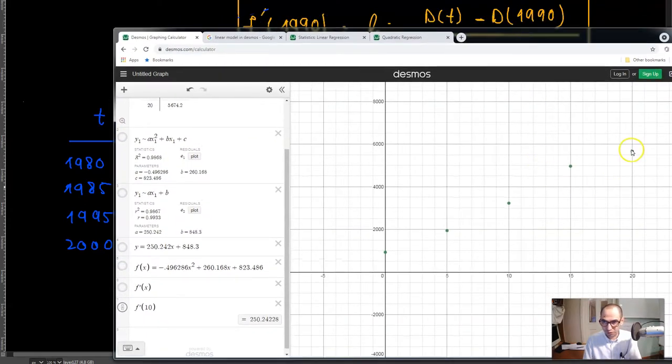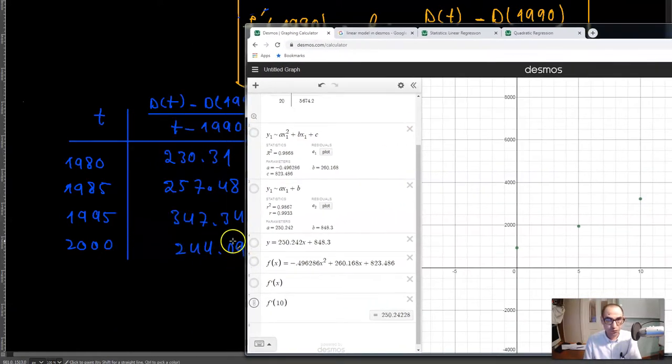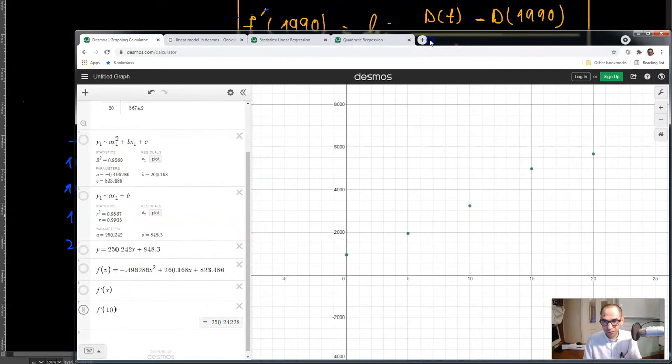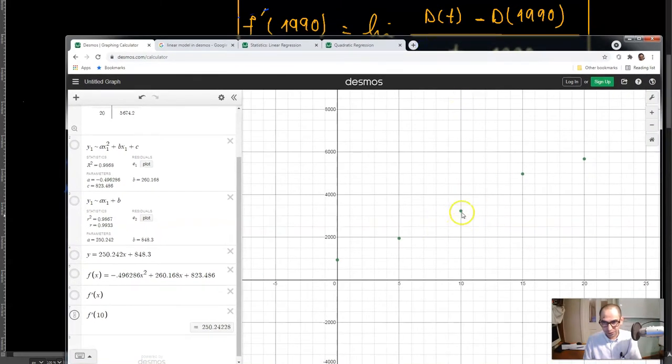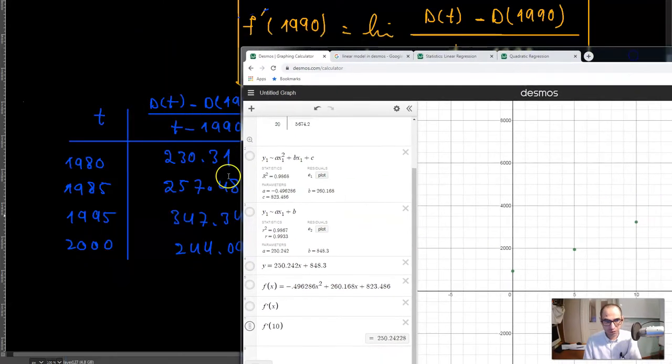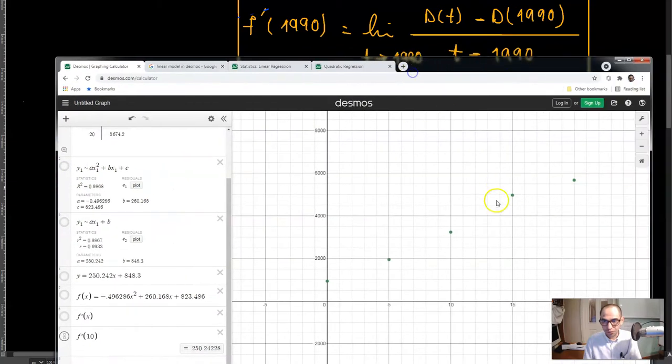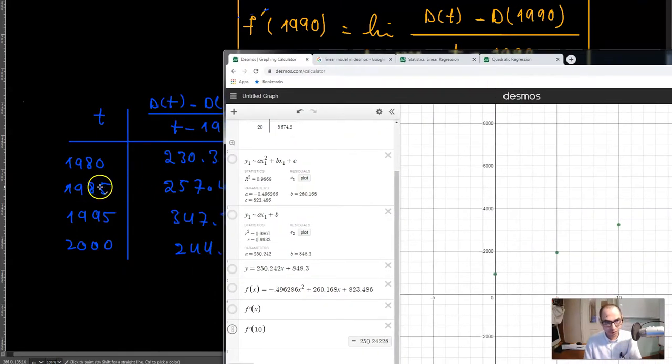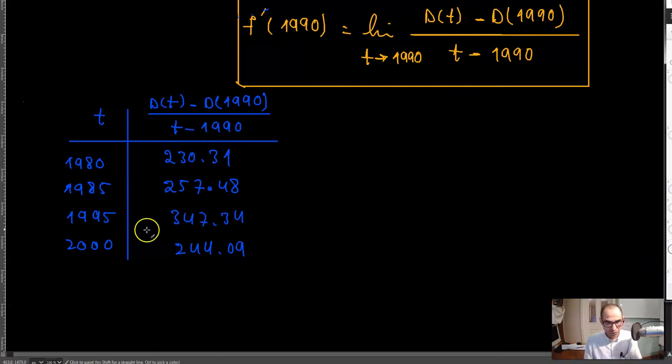If you drew a line between this point and this point over here, the slope of that line would be 244.09, right? So now you can imagine that you draw a line between these two points and the slope of that line becomes something that we have calculated here. You draw a line between these two points, again you will get the slope of the line over here, for 85 and 95.